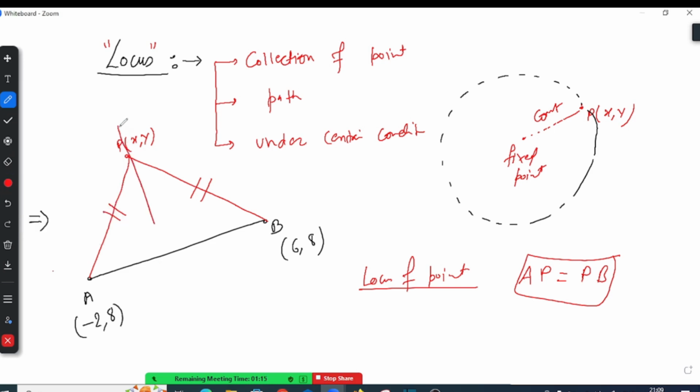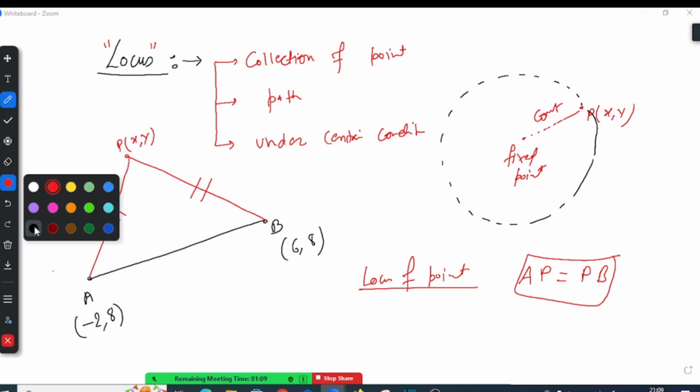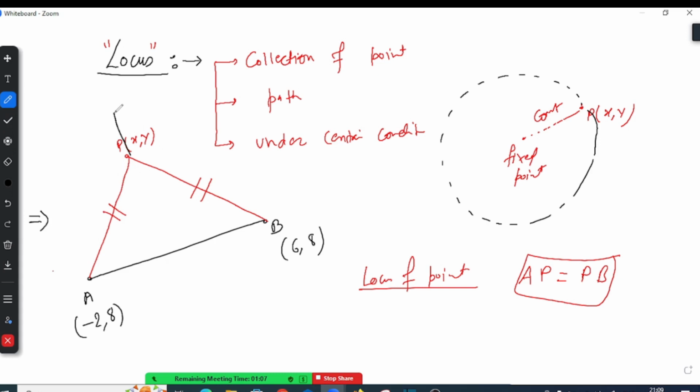It will move on the perpendicular bisector of this line. What is the meaning of this statement? Let us suppose the point comes here. It means still this distance will be equal to this distance, right?